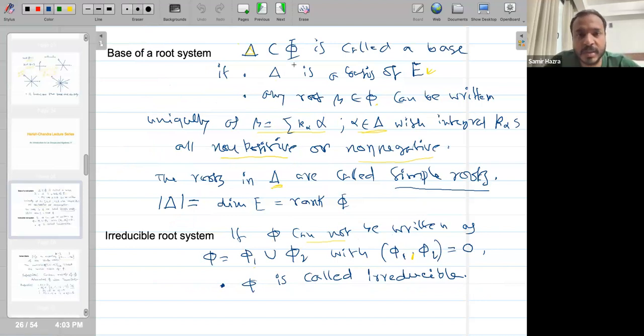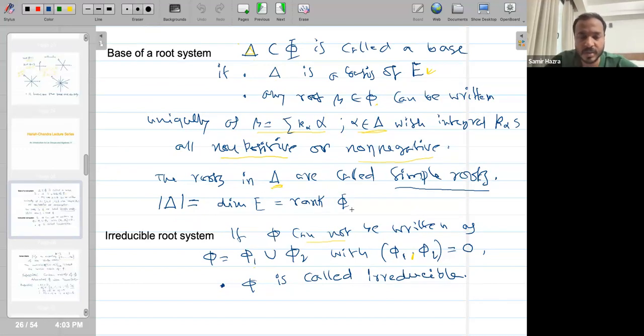We had one base inside phi, and the elements inside this delta, we call them simple roots, and this base has some properties. The cardinality of the base is the dimension of E, which is nothing but the rank of phi.